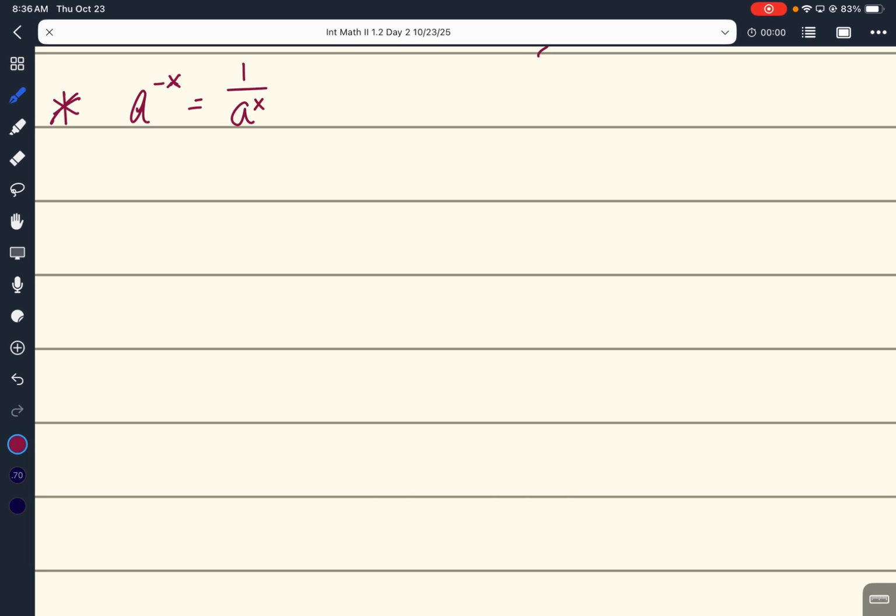At the same time, if I have 1 over a to the x, it equals a to the negative x. So if I can put it into the denominator with the negative, I also can take it out of the denominator. Does that make sense? I can use that rule both ways. Got it? Okay. So this is an important rule. You don't want to forget it.